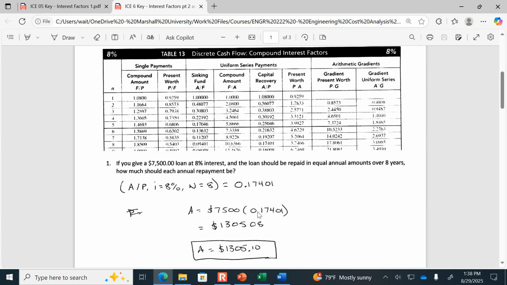But I've only got 5 significant digits in my factor, so that's why I rounded the final answer to the nearest 10 cents, because the final answer should have 5 significant digits as well. 1, 2, 3, 4, 5. All right, so any questions about the first one?